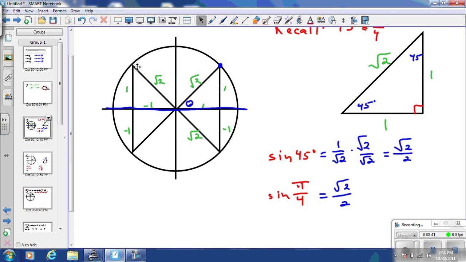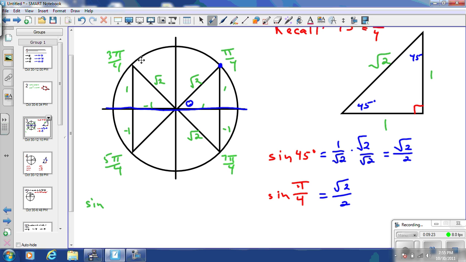And by the way, let's talk about multiples of pi over 4. So let's say 45, this is 90, 135, 180, and so on. Well, if we count in terms of pi over 4, I call this arc here pi over 4, this is 2 pi over 4, which is pi over 2, here's 3 pi over 4, 4 pi over 4, which is pi, here's 5 pi over 4, 6 pi over 4, here's 7 pi over 4. So we can quickly find sine, cosine, or tangent of any of these.